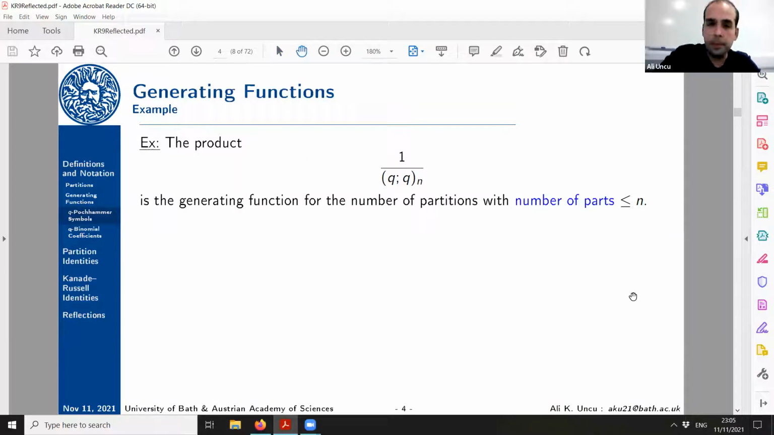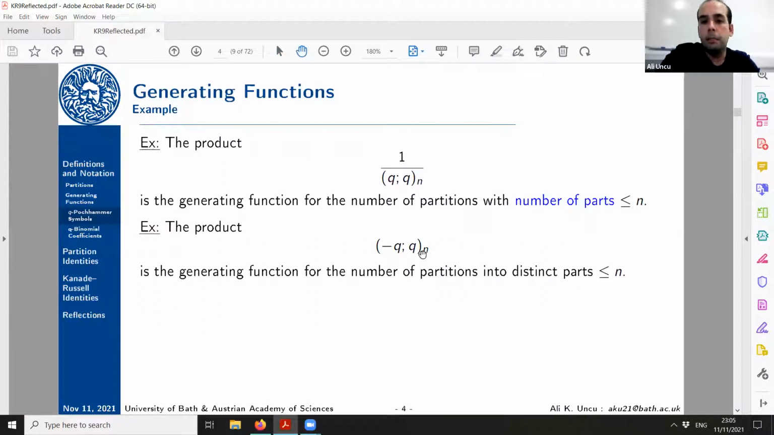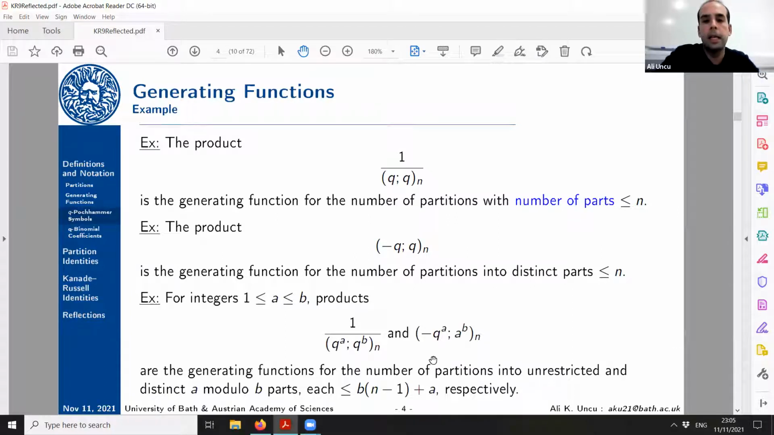Okay, another example. You can take minus q, q sub n, and that is the generating function for the number of partitions into distinct parts, all less than or equal to n. So again, that n is the bound. And one more thing that we will start seeing in a second is if you were to have a q to the a and a q to the b sub n, or minus q^a, minus q^b sub n, that would mean a modulo b. And that n, the bound, is going to change respective to that.